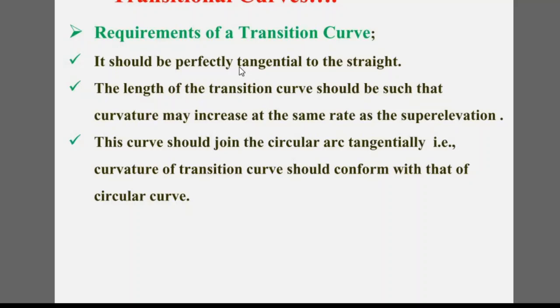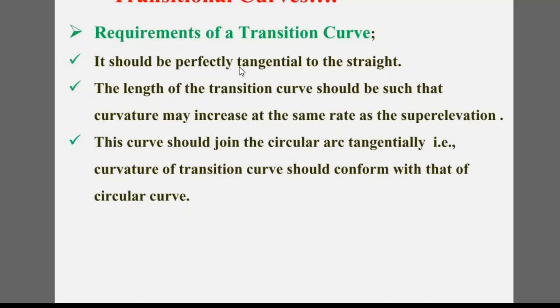So now we will see what are the requirements of a transition curve. It should be perfectly tangent to the straight line, means it should be tangent to the straight path. Second, the length of the transition curve should be such that the curvature may increase at the same rate as that of the superelevation. Means the rate of increase in curvature and rate of increase in superelevation will be the same.